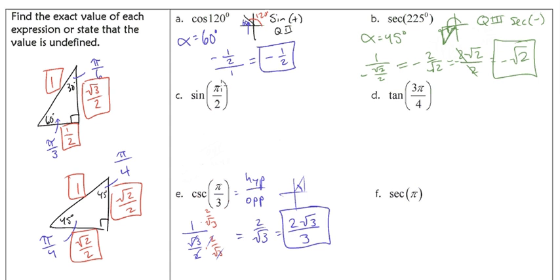All right, sine of pi over 2. Well, actually, this is one of the ones we should be very quick on. That's 1/2 of pi. That's right up to here. And our sine value at that point is +1.